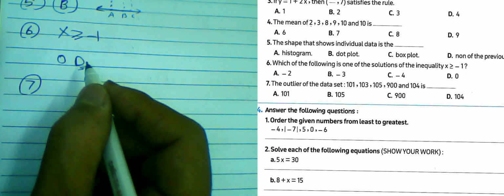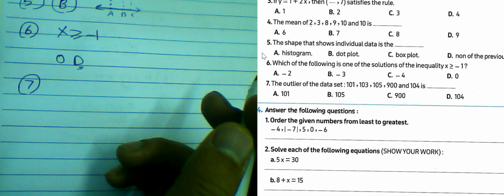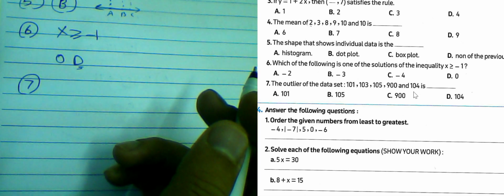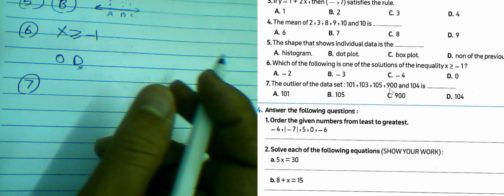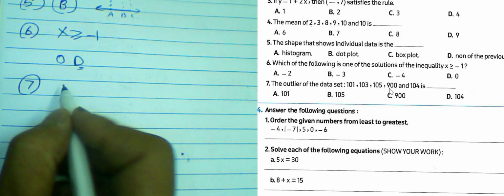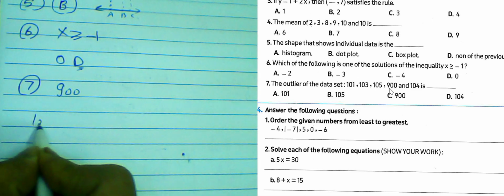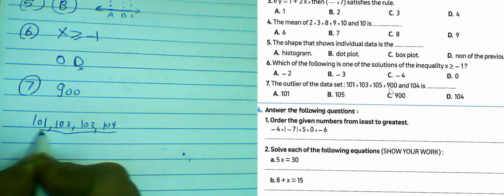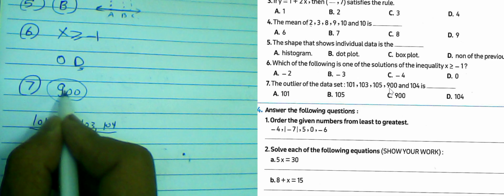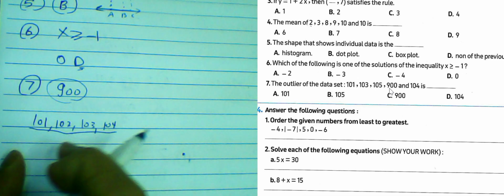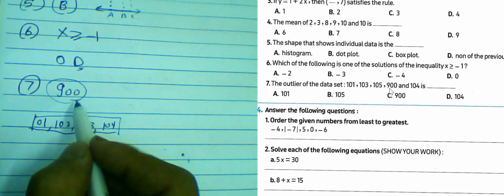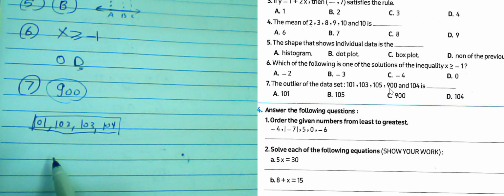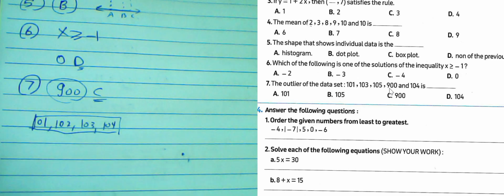Next question, number 7. The outlier data. We have the numbers 100, 103, 104, 105, but 900 is the outlier because we have a long distance between 900 and all the others. We have 101, 102, 103, 104. These numbers are nearest. But for 900, we have a long distance between 900 and the whole group here. So the outlier here will be 900. Choose letter C.